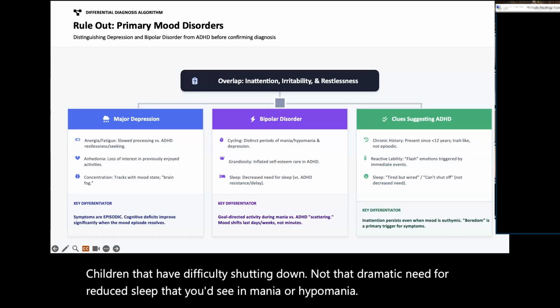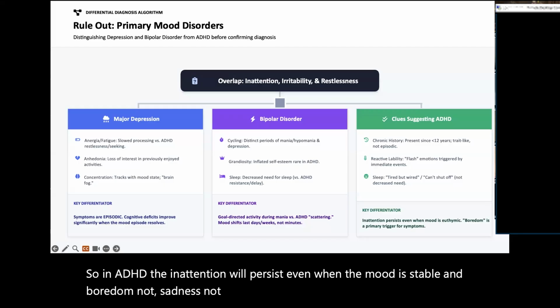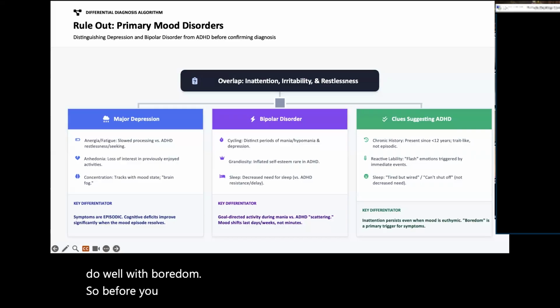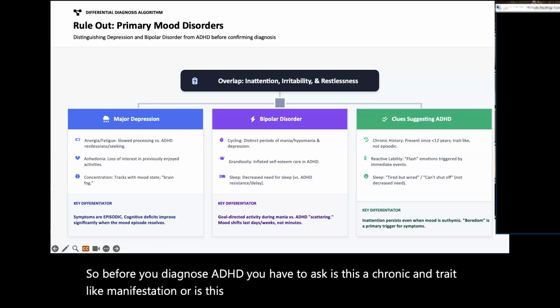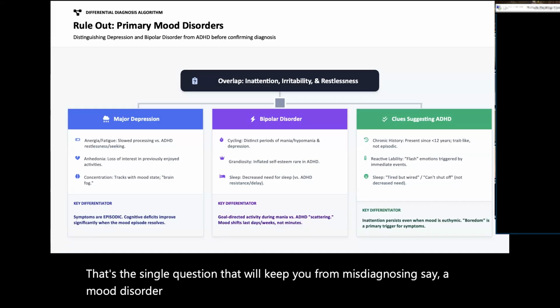So in ADHD, the inattention will persist even when the mood is stable. And boredom, not sadness, not hopelessness, is the primary trigger. They don't do well with boredom. So before you diagnose ADHD, you have to ask, is this a chronic and trait-like manifestation, or is this an episodic and mood-driven manifestation? That's the single question that will keep you from misdiagnosing, say, a mood disorder from ADHD.